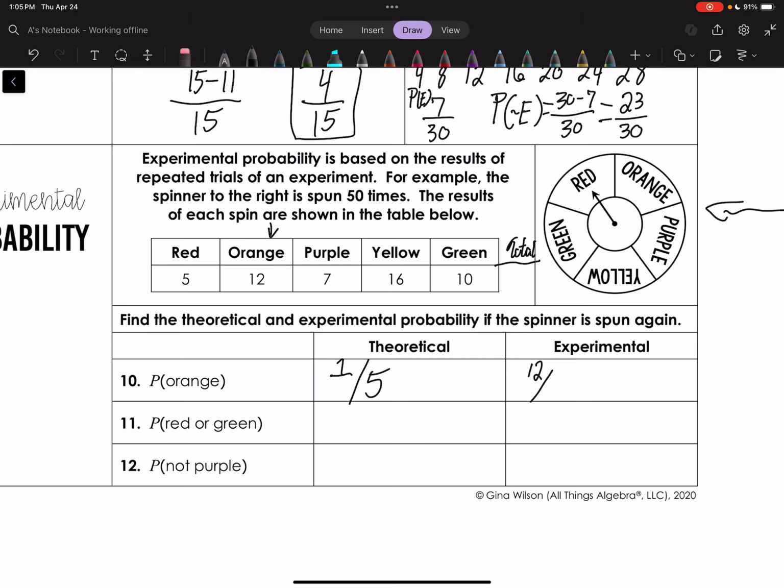Number 11, I want you to go ahead and pause the video and try these next two to see if you can get them. But number 11, the probability of it being red or green. Well, that's a 2 out of 5 chance theoretically. If I look at the red, I have 5. If I look at the amount of green, I got 10. So 5 plus 10 divided by 50, or 15 over 50, which is equal to 3 over 10.